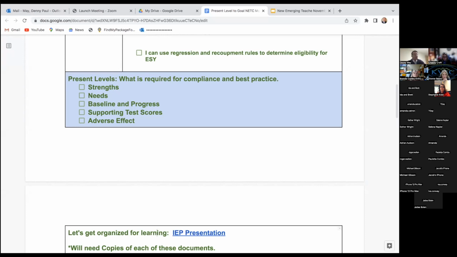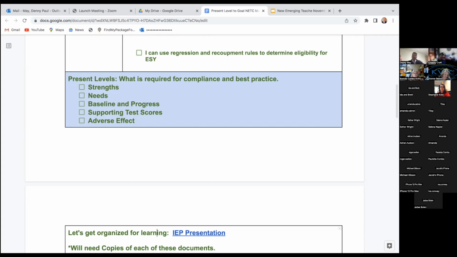What level are they currently functioning at in reading? What's their functioning in math? How do they function in communication? Is it functional communication needs that they have? Can they get their wants and needs met? Can they carry on a conversation? Can they do that well enough to form relationships? We also need to think about other areas.